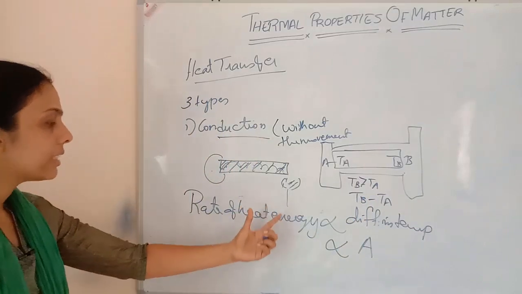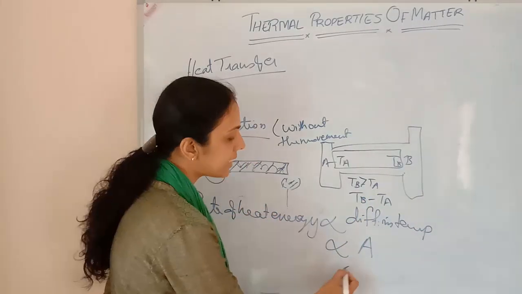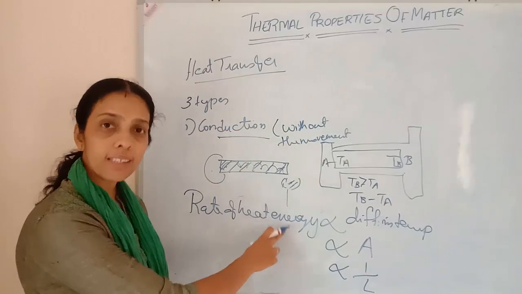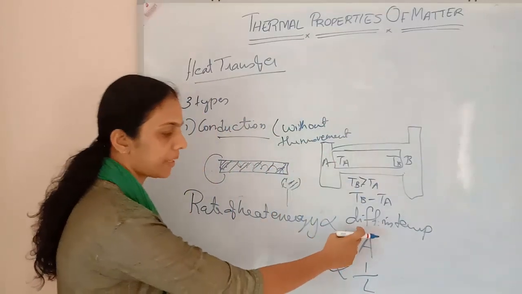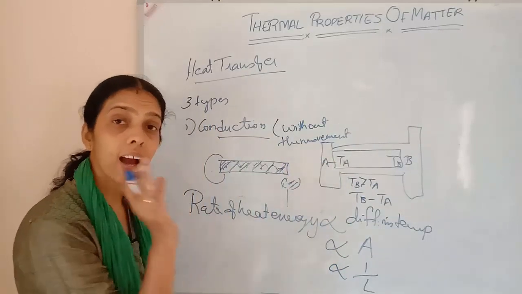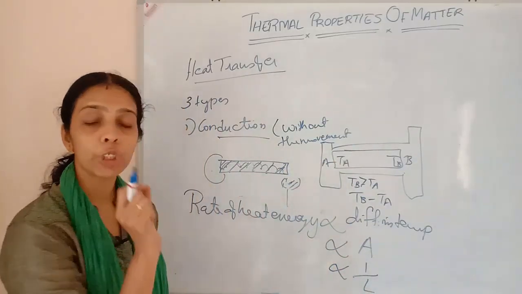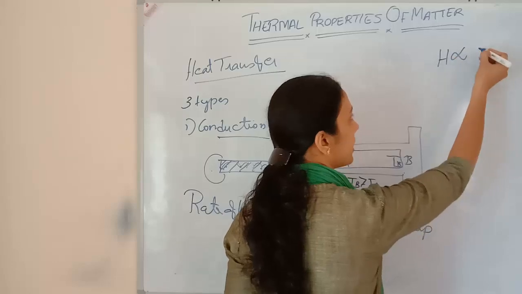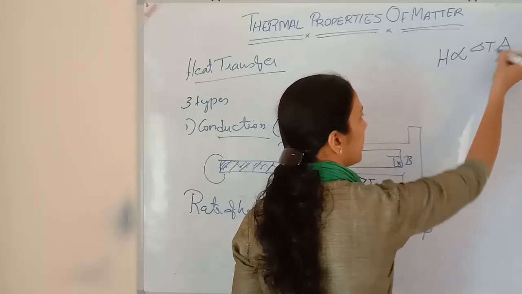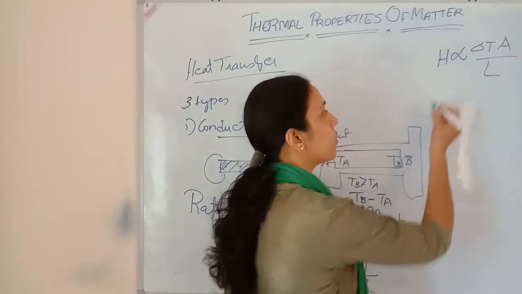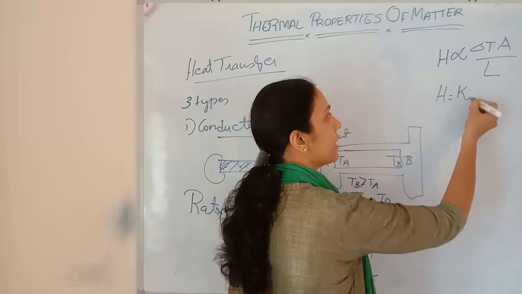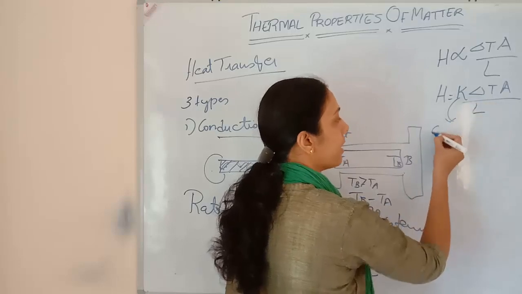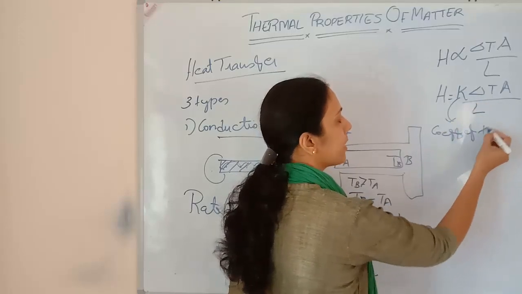So the rate of heat energy transferred is directly proportional to the difference in temperature, directly proportional to the area of cross section, and inversely proportional to the length of the material. For changing the proportionality sign, we multiply it with a constant K: K delta T into A by L. This K is called the coefficient of thermal conductivity.